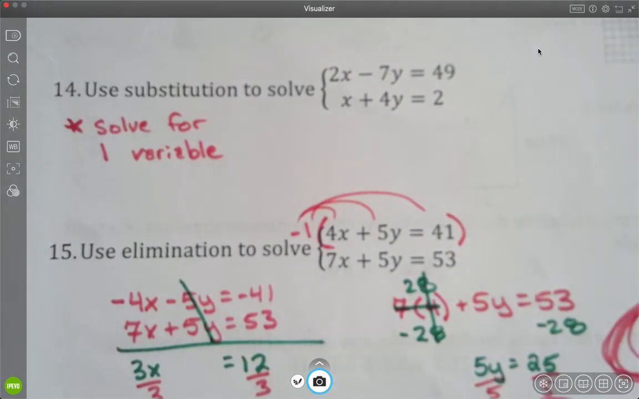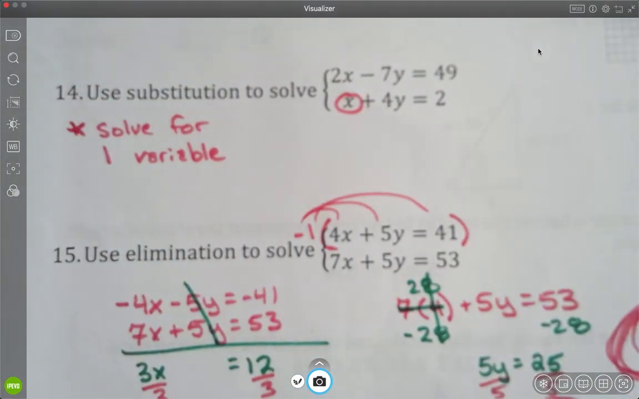We could solve for the x on 2x. We could solve for the y on -7y. We could solve for just this x, or we could solve for the y on 4y. Which one is the best option of those 4? Solve for x on this side. Solving for x here just means I have to move the 4y to the other side and I don't have to divide after that, right?